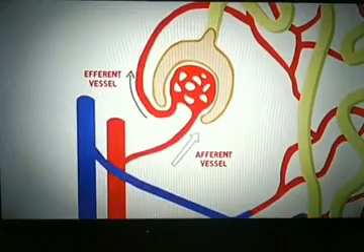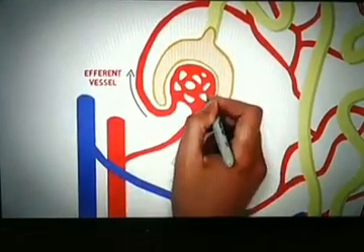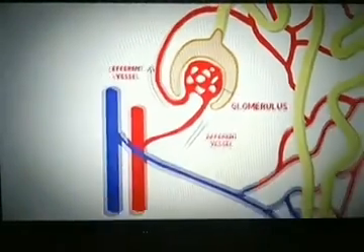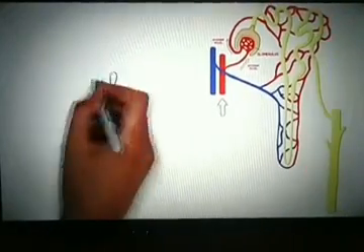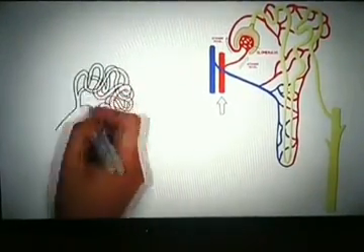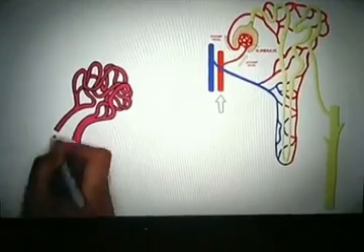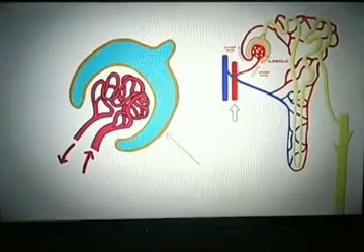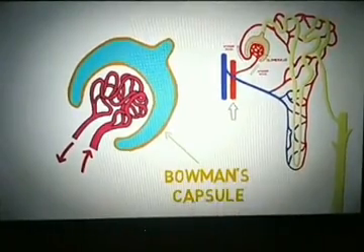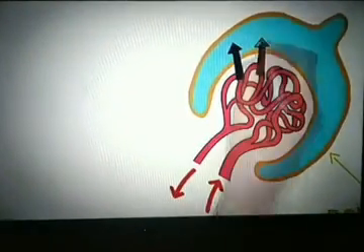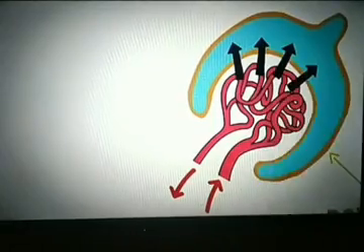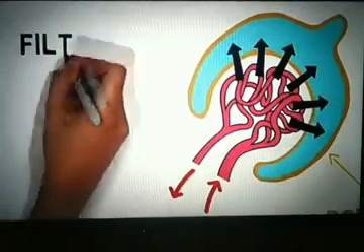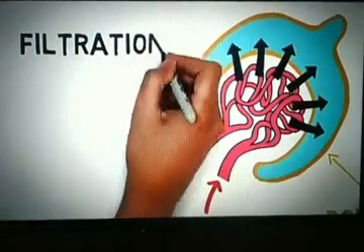In between these afferent and efferent vessels, there is a jumbled mass of capillaries known as the glomerulus, which we have already discussed earlier. It is derived from the word glomer, which means a ball of thread. The glomerulus is a tuft of blood vessels located inside the Bowman's capsule. It greatly increases the surface area for filtration that comes in contact with the Bowman's capsule. This is where the first mechanism, filtration of the blood, takes place.